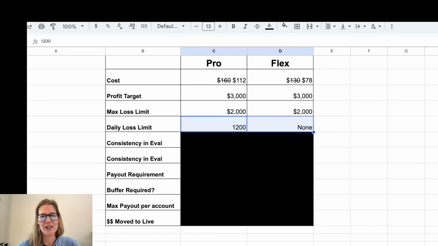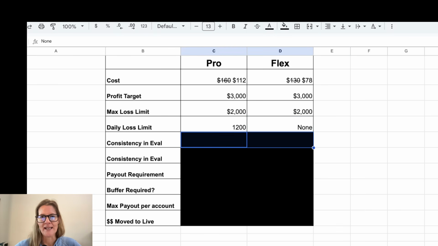For the daily loss limit, the Pro account has a $1,200 daily loss limit. So that's just like a soft breach. You'll have to stop trading today, but you can come back tomorrow and you'll still have $800 in drawdown left. The Flex account, they got rid of the daily loss limit.